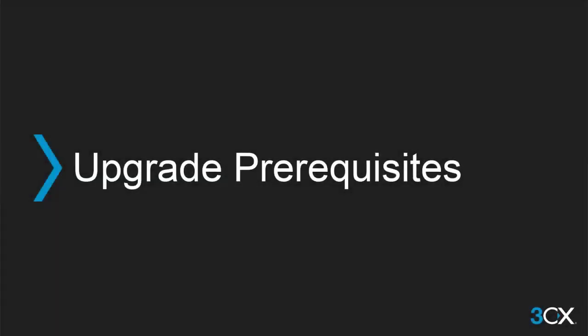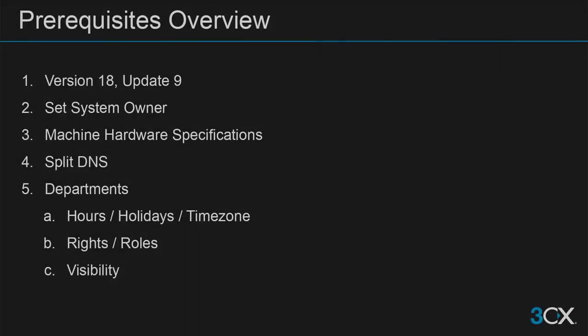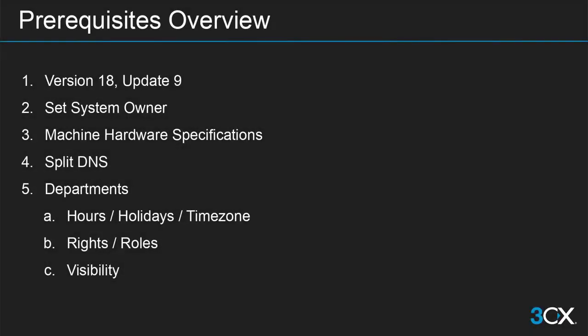Let's get started with the upgrade prerequisites. We very recently released a blog post on our website with a simple checklist of what you need to make sure you have done onto your version 18 PBX before moving on to version 20. The first thing on that list is you will need to be on version 18 update 9.